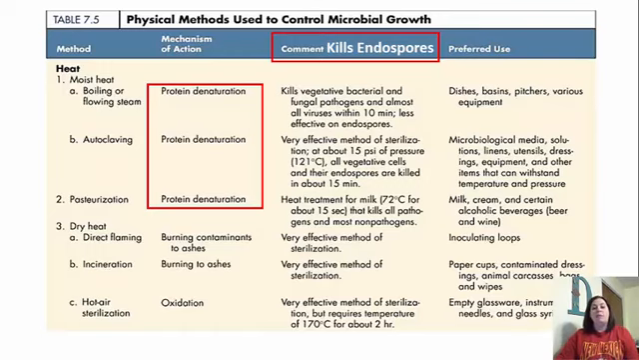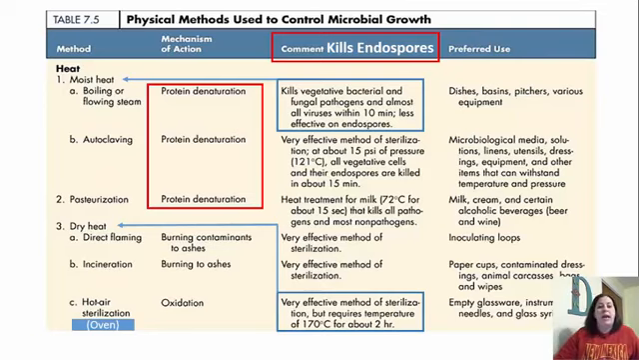Pasteurization is a heat treatment for things like milk. It brings it to 72 degrees Celsius for about 15 seconds and it kills all pathogens and most non-pathogens, those that are responsible for spoilage. Okay, but if you'll notice, it does not talk about endospores. We also see in this chart it shows you preferred uses. When would we use these types of heat?